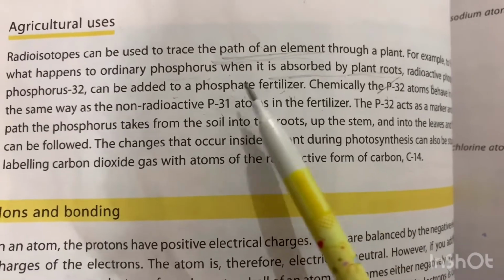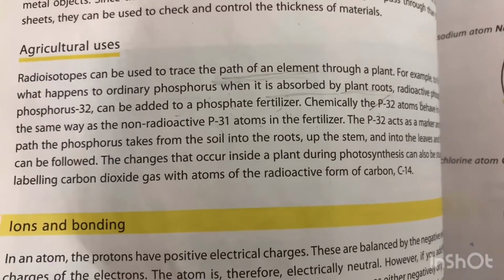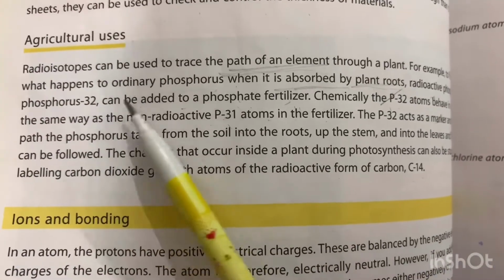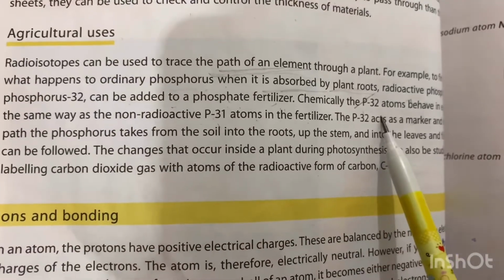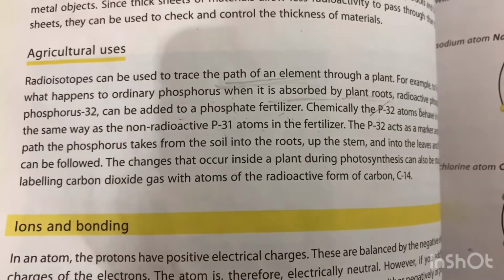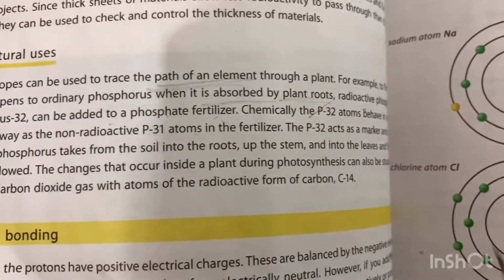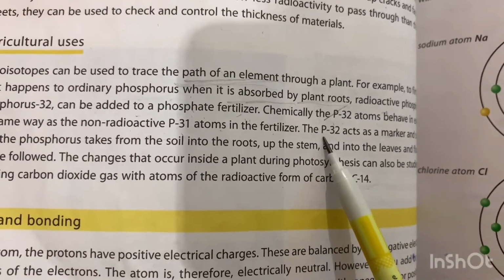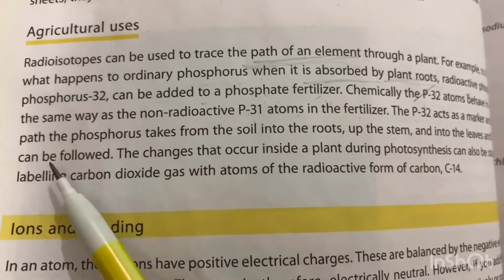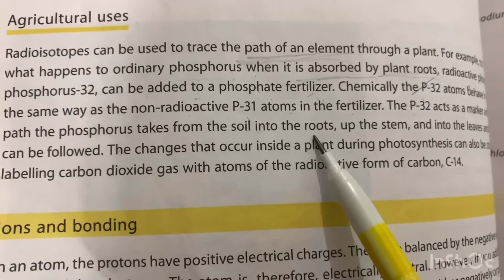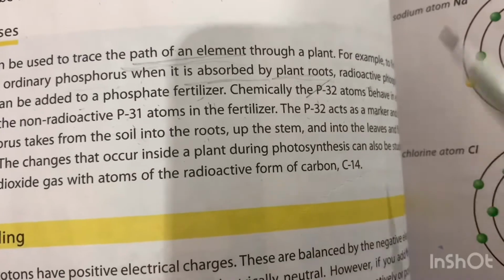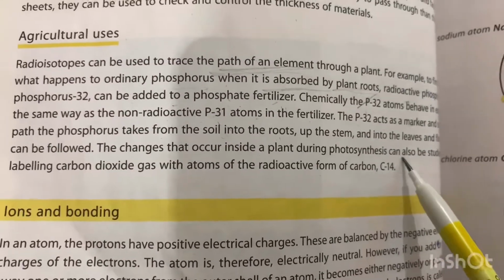So basically, earlier in phosphate fertilizers we were using P31, and then we added radioactive phosphorus-32. It behaves exactly the same way as the non-radioactive P31 atoms do in the fertilizers. The P32 acts as a marker, so the path the phosphorus takes from the soil into the roots, up the stem, and to the leaves and flowers can be followed.